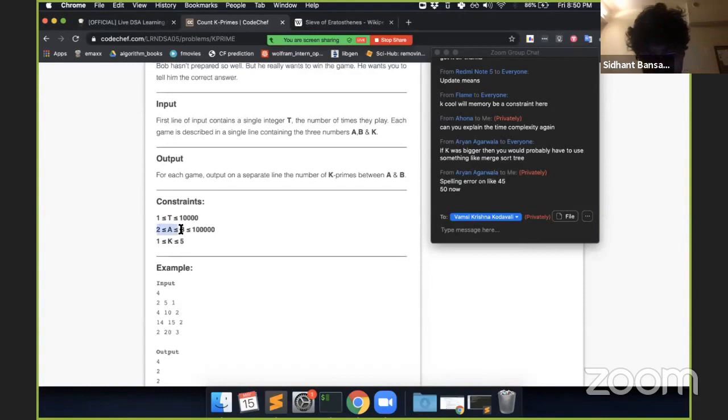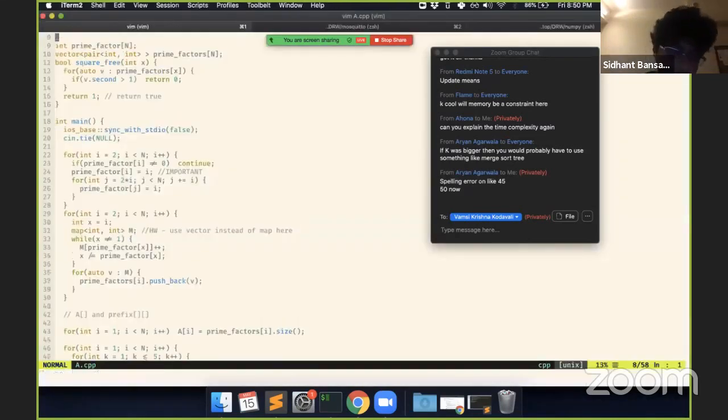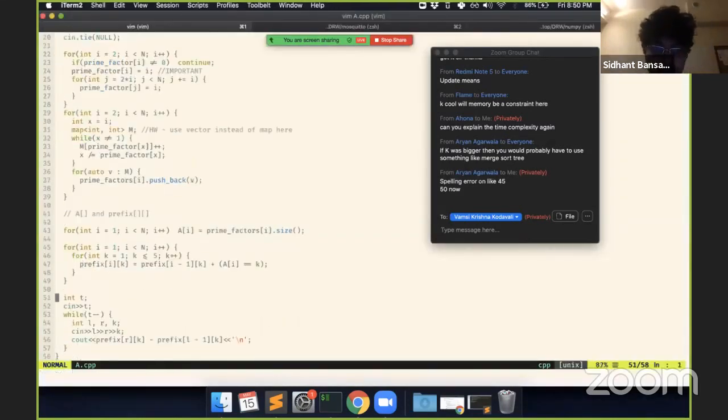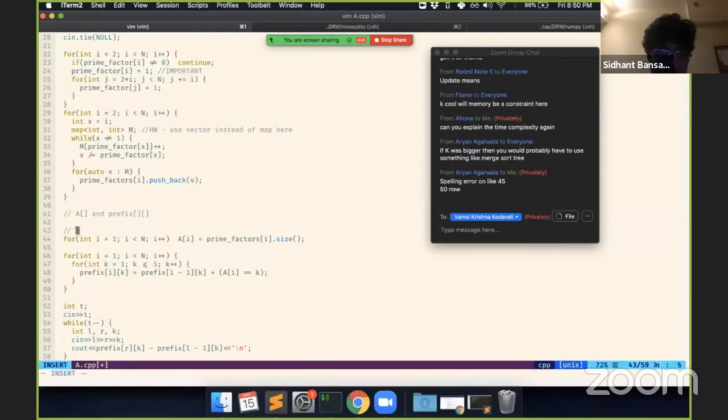Notice that A and B actually start from 2, so you don't need to consider whether 1 is a prime or a composite number. You don't actually care because they are always going to start from 2 and above. So you don't really care what A1 is. Don't think about that detail. Okay, A[i] is actually going to be just prime factors[i].size().